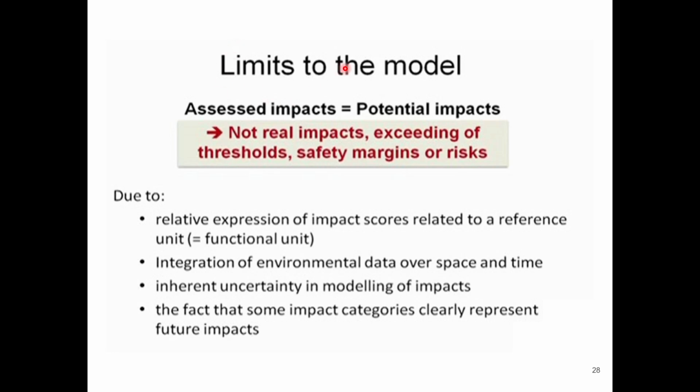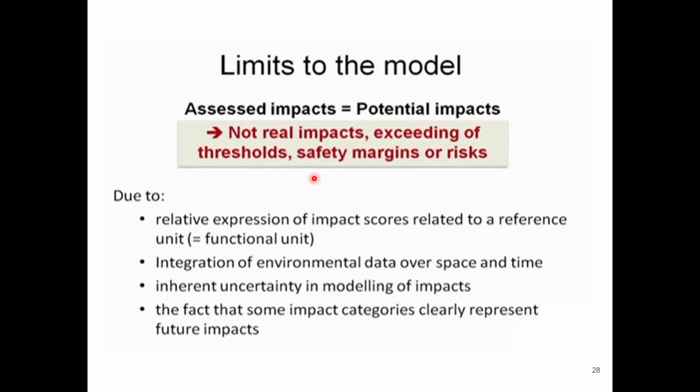So what are the limits to this model? The main limitation is that the impacts are potential impacts. The assessment of the impacts is of potential impacts. Why potential? Because they are not real impacts. The hazard has not happened. We are just thinking of the hazards, just calculating, just being apprehensive of what may go wrong. That's why they are not real impacts and they are exceeding thresholds.